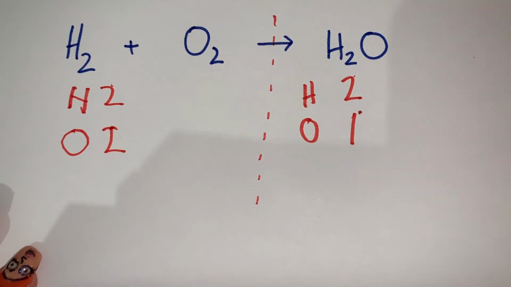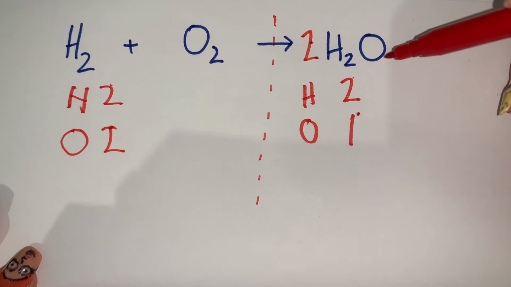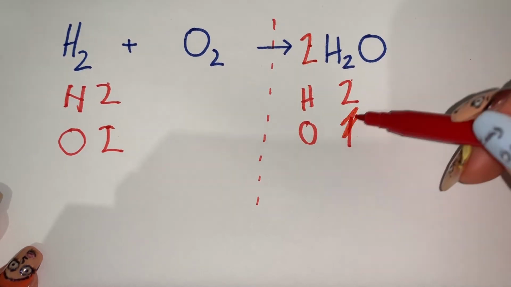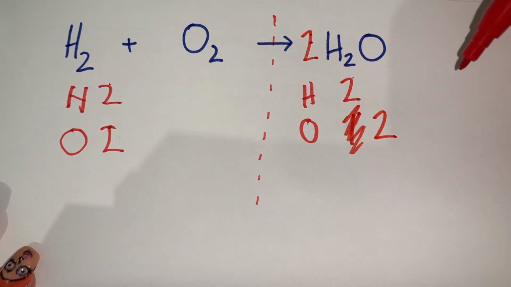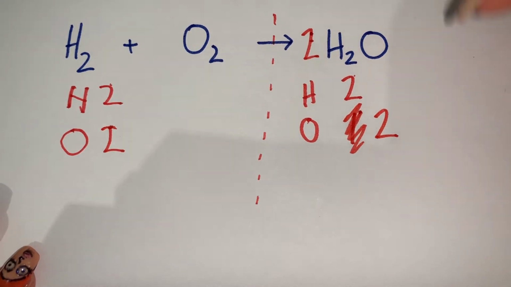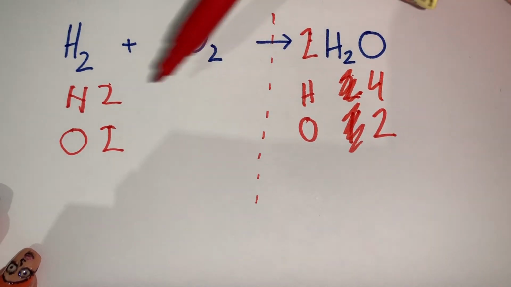So what we need to do is we need to add a 2 here, because if you look, if we add a 2 there, then we'll get 2 oxygens. So we can scribble this out here and rewrite 2, because we've got 2 lots of oxygen. We've now got 2 lots of 2 hydrogens, so that becomes 4. Okay, now let's go back to this side.